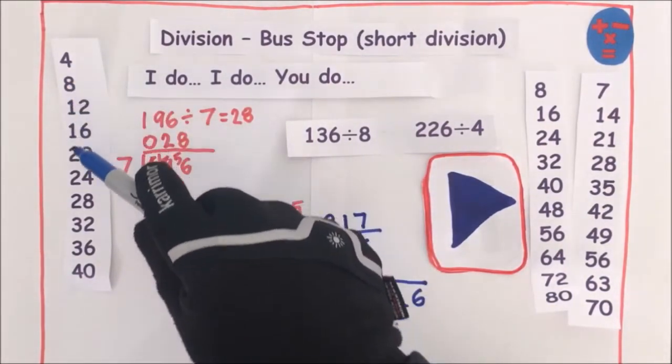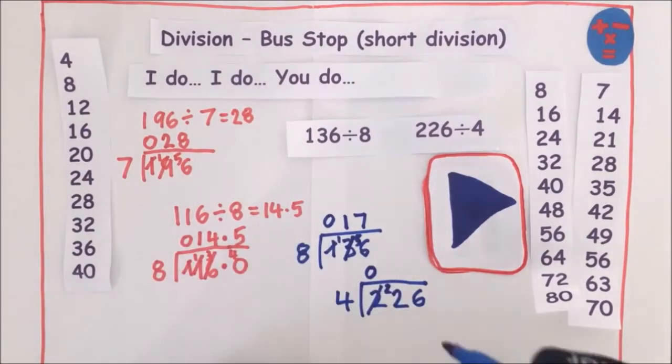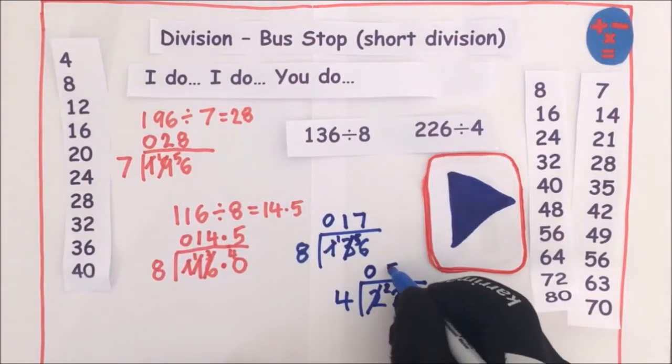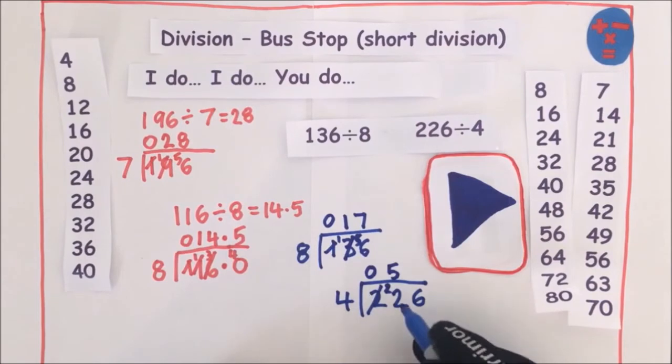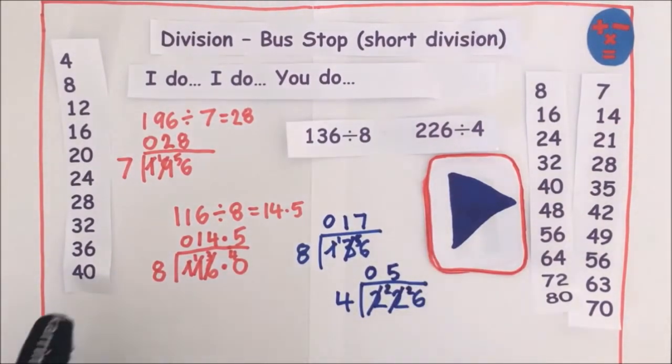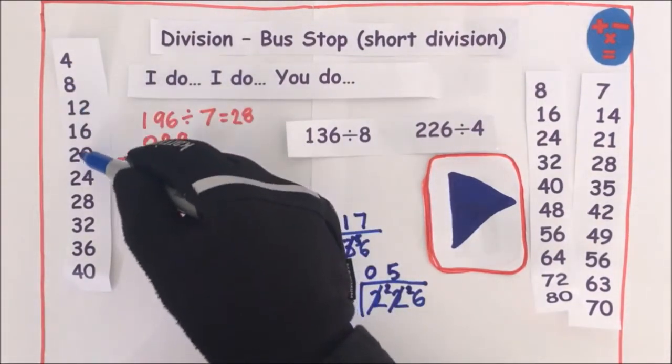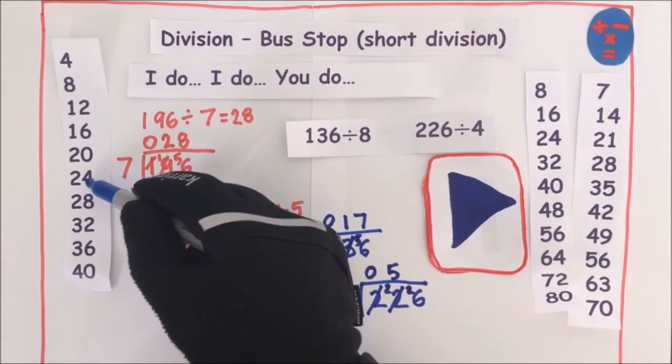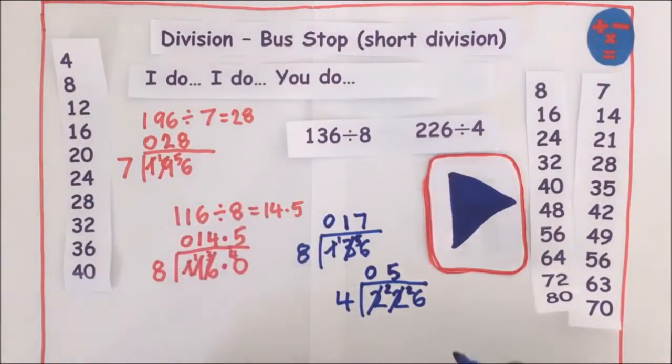How many times does 4 go into 22? 1, 2, 3, 4. 5 lots of 4 gets me to 20. So I'm going to put 5, and then that was 5 lots of 4 is 20. I needed 22, so I will carry a 2 across. Okay? Now I'm asking myself how many 4s are in 26. 1, 2, 3, 4, 5, 6. Well, 6 4s is 24. 7 is 28, which is too much. So I'm going to go for 6.